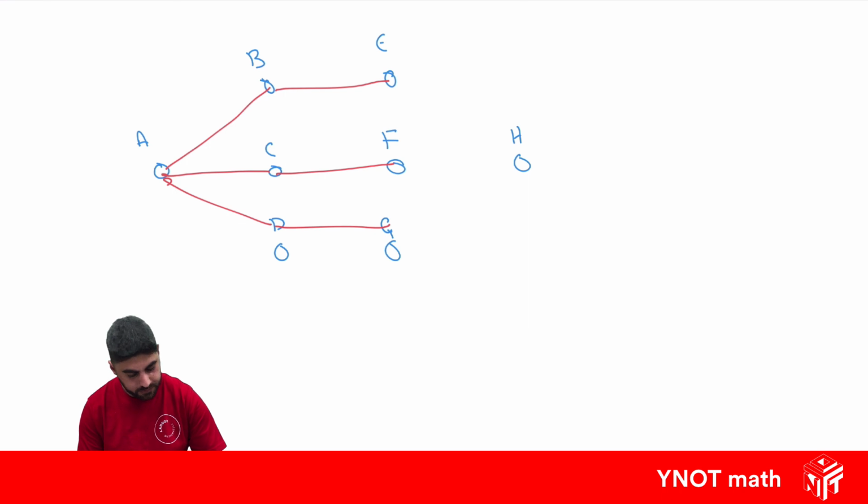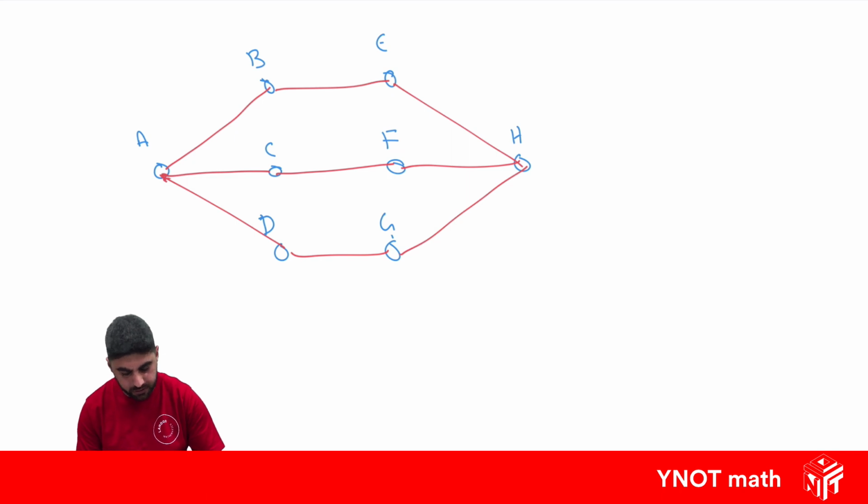Oops. Should be the vertices. Let's put the vertices back in. G is connected to here. Let's add some weightings to the edges: 5, 10, 5, 7, 2, 6, 8, 3, and 1.